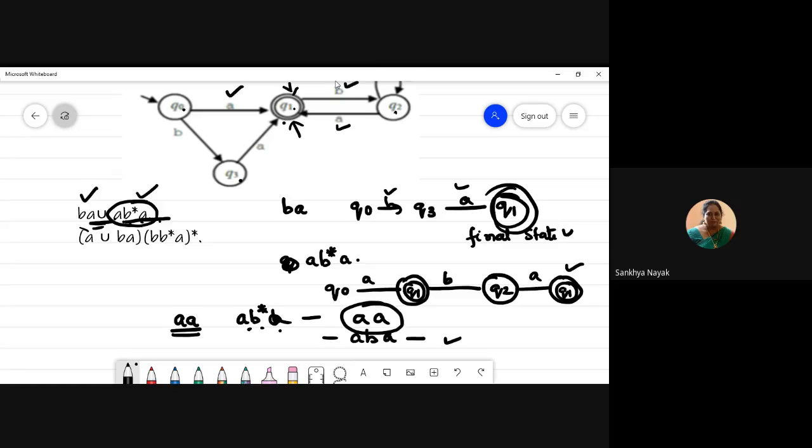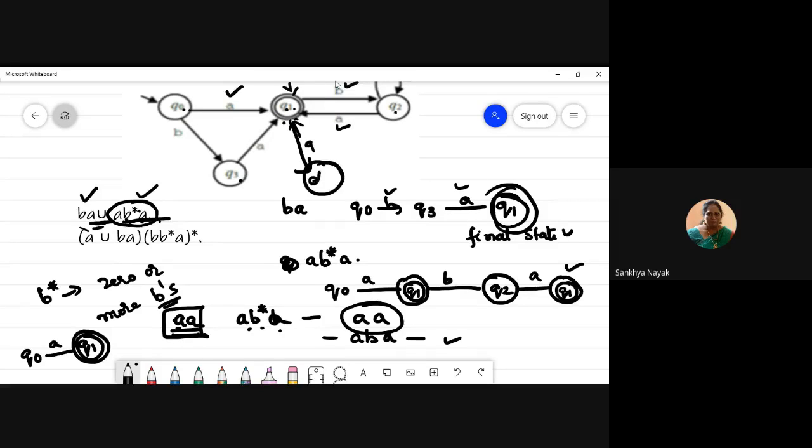But will it accept AA also? Because B star, when we say 0 or more B's, you can see AA. First A will come here, and on a second A I don't have transition from Q1 at all, isn't it? For AA, from Q0 on first A I came to Q1, that's all right. What about second A? There is no transition from Q1 on A. If there is no transition, we usually assume that it goes to a dead state. Okay, so that means it will not be accepted.